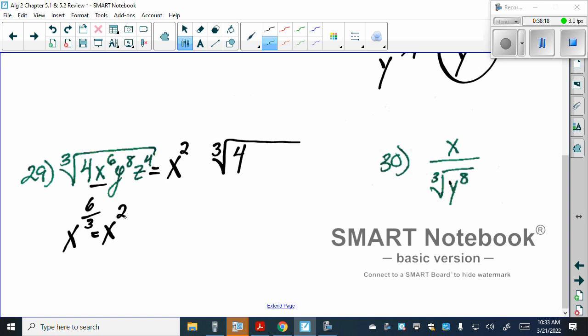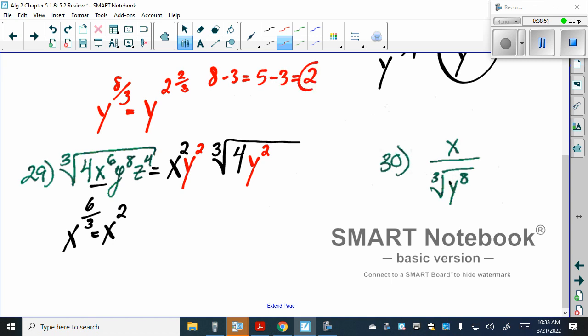Y to the 8th, we can do the same thing. We can say y to the 8 divided by 3. It would only go in twice, which would be 2 and 2/3, so y squared. Or we can look at it as pulling out groups of 3. We can say 8 minus 3 is 5. Minus 3 is 2. I can't pull 3 out any further. So we have 2 left inside, and we pulled 2 groups of 3 out.